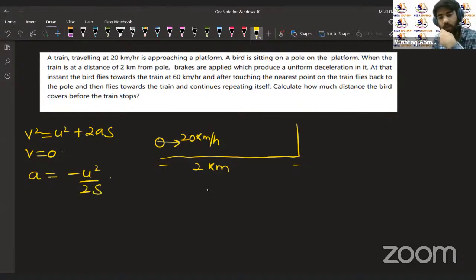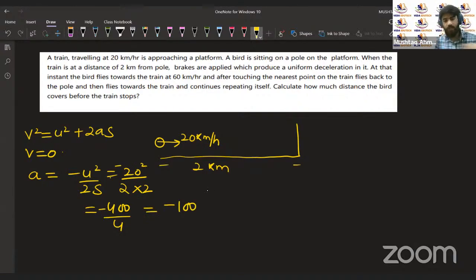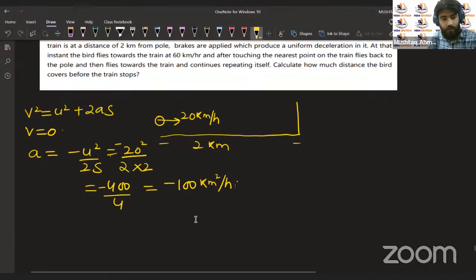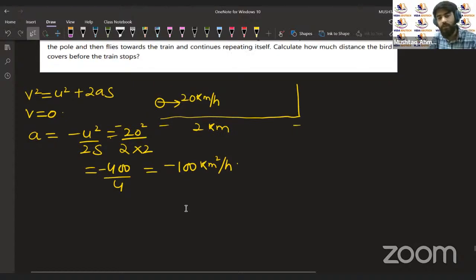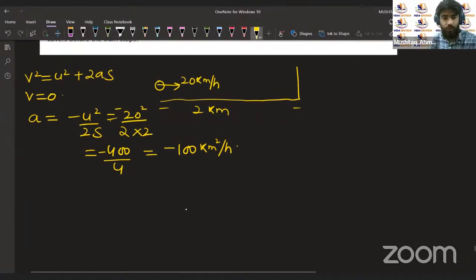And let's suppose after covering this 2 km distance, the train stops. So it will be 20 square upon 2 into 2, which is the displacement. So it will be 400 over 4, with the negative sign, right? So it will be minus 100. So minus 100 kilometer per hour square will be the deceleration of this train, right? Now, during this deceleration, we also have to calculate how much time this train takes to stop.